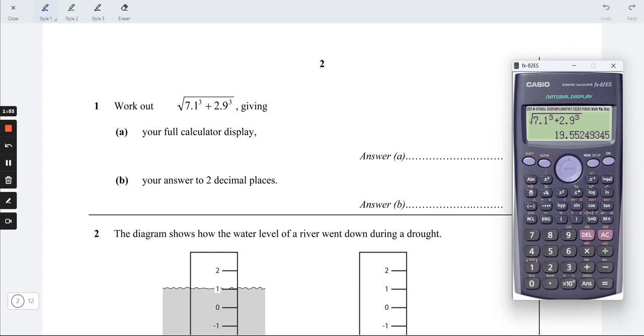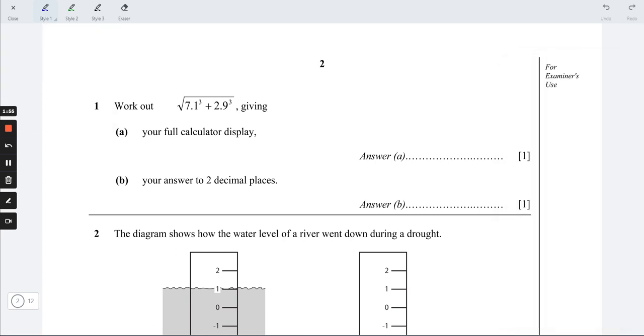So we will write here 19.55249345. Now correct it to 2 decimal places. Our target here is the hundredths place, which is 5. Next to it is 2. 2 is less than 5. We cannot add 1 to 5, so we will write the answer 19.55.